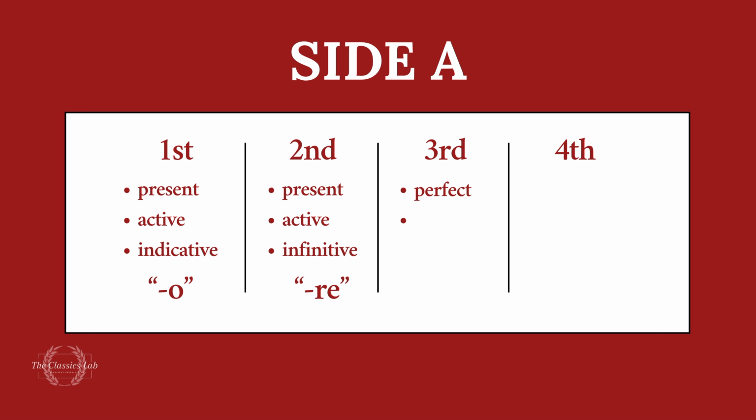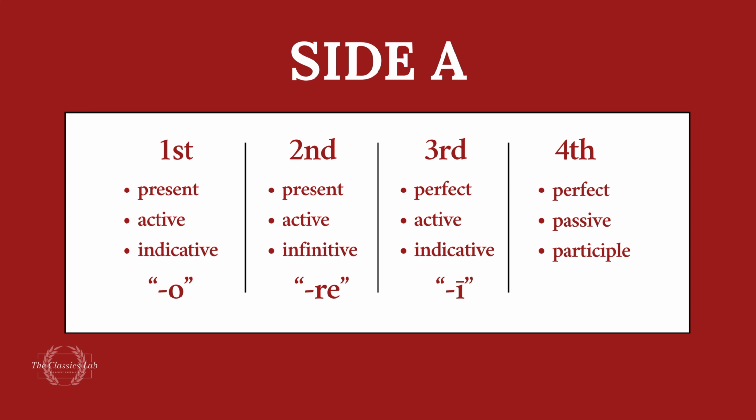The third principal part is the perfect active indicative form of the verb, and this usually ends with a long I. The fourth principal part is the perfect passive participle, and depending on the editor of the dictionary, it will either end in us or um. So for the Latin side of your flashcard, you will be listing 4 principal parts.